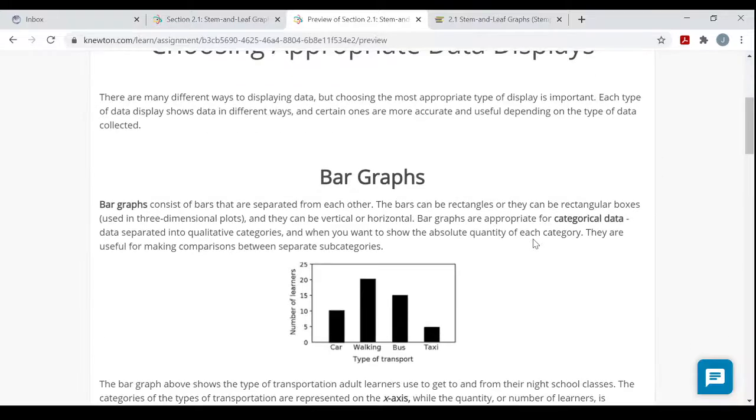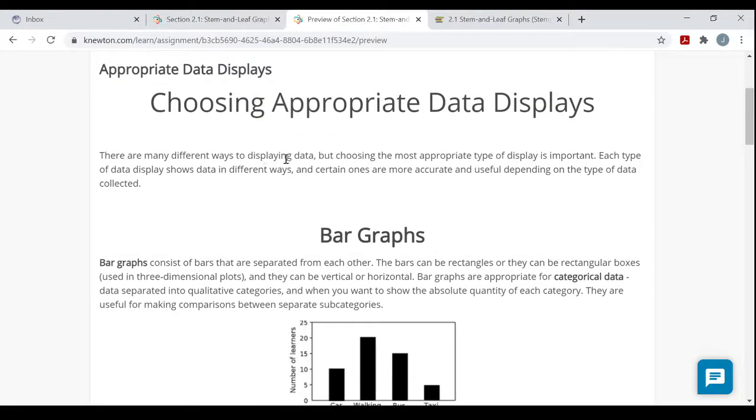Bar graphs. All right, so there are many different ways to display data, right? But choosing the most appropriate type of display is important. You don't want to deceive people or throw bad graphs at people. Each type of data display shows different data in different ways, and certain ones are more accurate and useful depending on the type of data that's being collected.